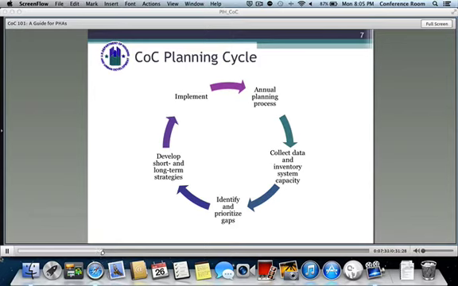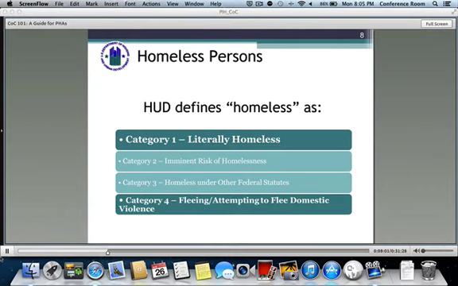Using this collected data, CoCs are asked to conduct a gaps analysis and establish a community process for prioritizing response to identified gaps. CoCs then develop strategies to address gaps in their homeless response system by linking gaps to resources, developing an action plan, and developing timeframes. With a strategic plan in place, CoCs then move to implementation, including oversight, monitoring, and accountability.